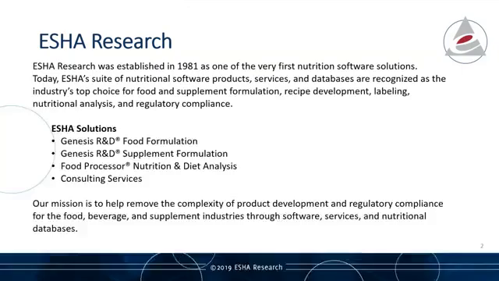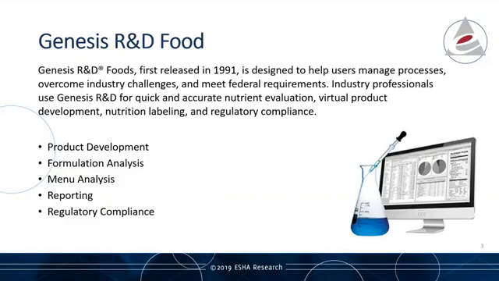A little background, as we always do in these webinars: ESHA Research was established in 1981 as one of the very first nutrition software solutions. Today we have a number of solutions including Genesis R&D Food, Genesis R&D Supplements, Food Processor, Consulting Services, and Database licensing. As I mentioned, we're going to be looking at the Genesis R&D Food application today. It was released in 1991 and is designed for product development, formula analysis, menu analysis, reporting, and regulatory compliance and labeling.